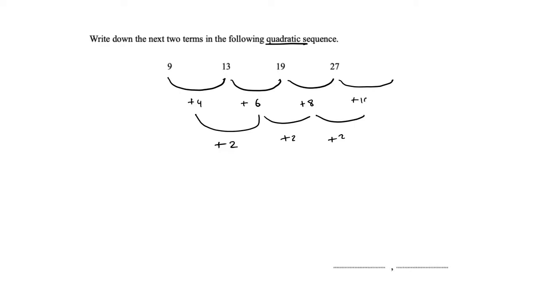So you need to add 10 onto this number. That's going to give you 37, and then you're going to add 12. So the difference is 2 again. So the next number is going to be 49. So our two numbers in the sequence are 37 and 49. And this would be worth 2 marks.